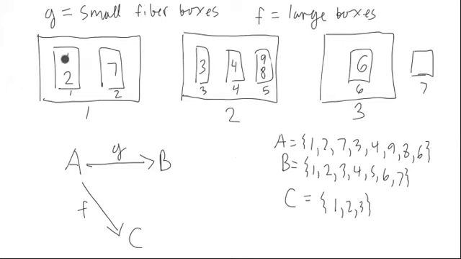These things must not overlap in order for this function to be well defined. So no two things are trying to be sent to the same thing, and nothing is being sent to different places. Each thing is sent to exactly one place, so the function is well defined. Okay, so that's G. Now F, let's let that be the larger fiber boxes.